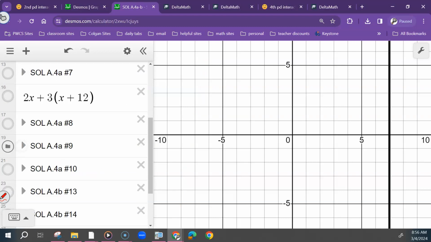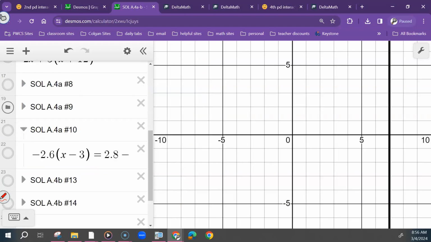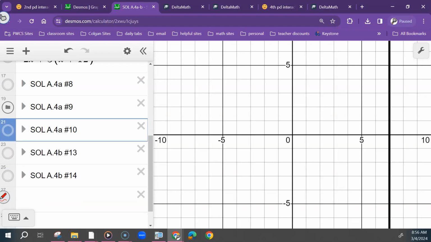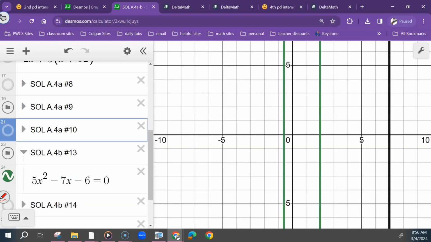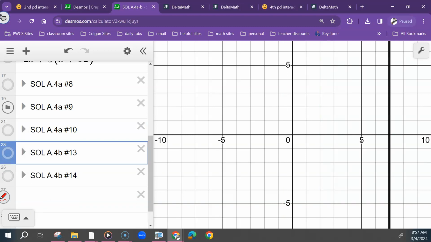The other ones you could type in to find solutions. So be actively using Desmos when you're practicing this at home, because most of these questions can be solved in Desmos just by typing in the equation.